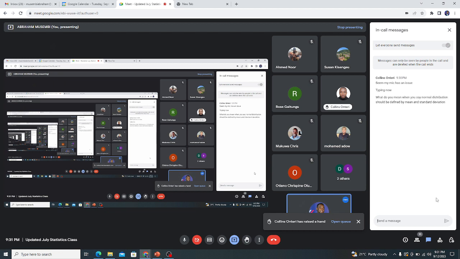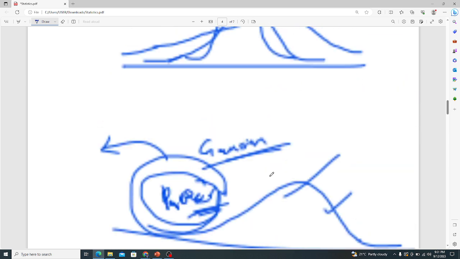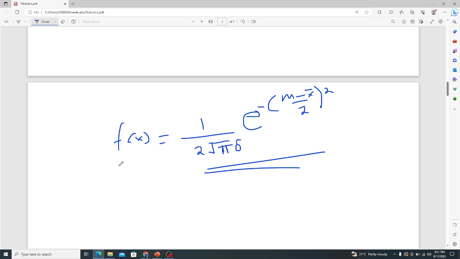Let's wait for... okay, what do you mean when you say normal distribution should be defined by mean and standard deviation? Remember from our function, the way we wrote the normal distribution, you can see which value you don't have to find separately. It is only the standard deviation, because pi we know is 22 divided by 7.